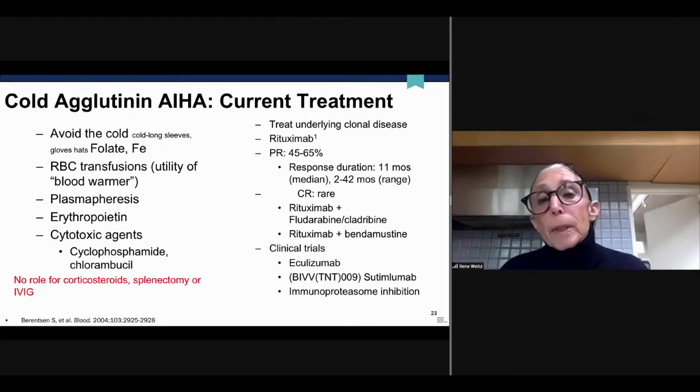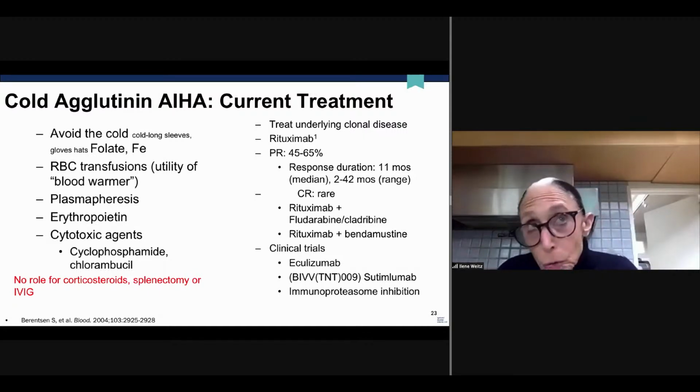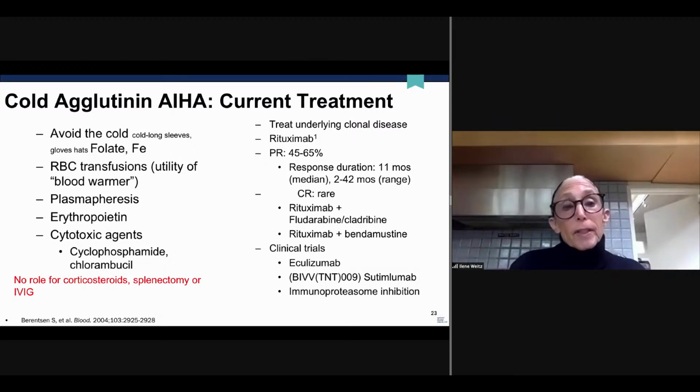All right, current treatments for cold agglutinin disease, and we'll talk about complement in a minute. You want to avoid the cold, so long sleeves, gloves, and hats. I know that sounds pretty crazy, especially if you're living in Southern California, but my patients will tell me that they'll go out for a run, and then if there's a breeze, if they're not wearing long sleeves, they'll get a little chill, and all of a sudden they'll have acrocyanosis, or they'll have Raynaud's. So that's important. Folic acid and iron.